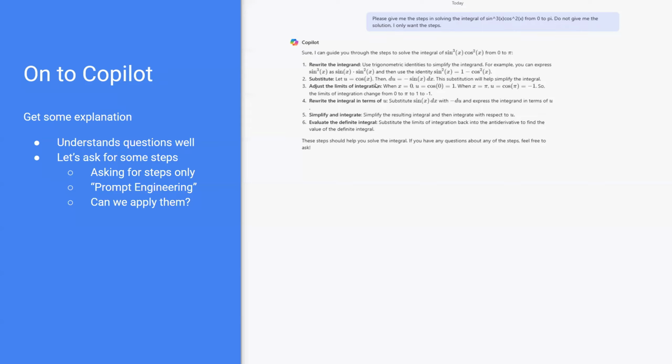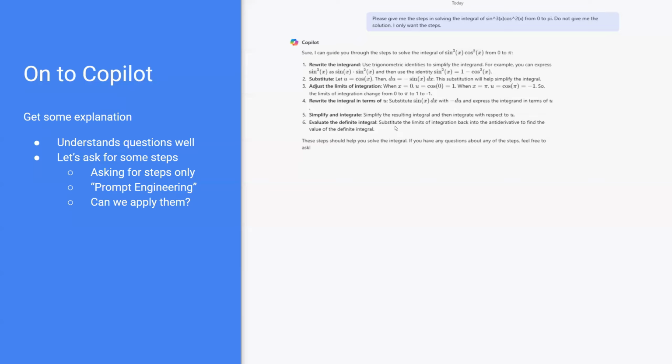Then I'll use a u substitution, u equals cosine of x, du is negative sine of x, and then this substitution would hopefully help simplify the integral. After that, I'll adjust the limits of integration with my new substitution, rewrite the integral in terms of u, simplify and integrate, and then evaluate with the bounds of the definite integral. All right, so these are the steps that Copilot suggested.